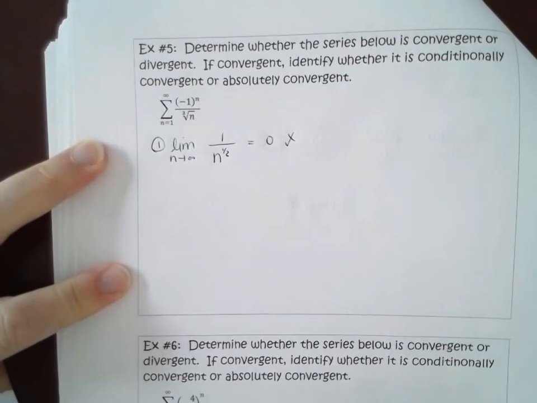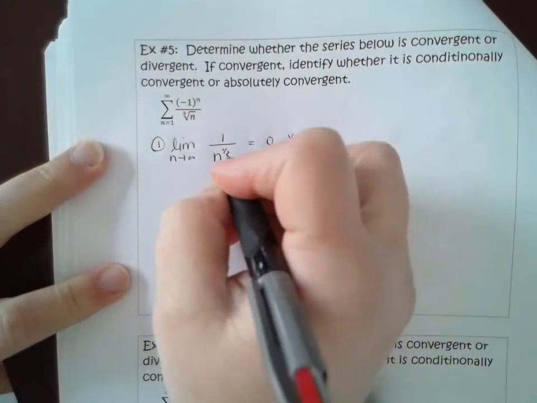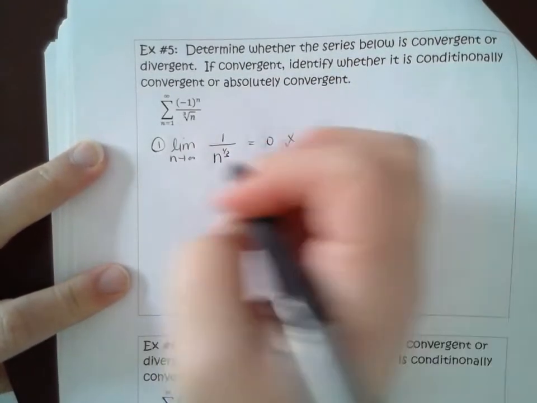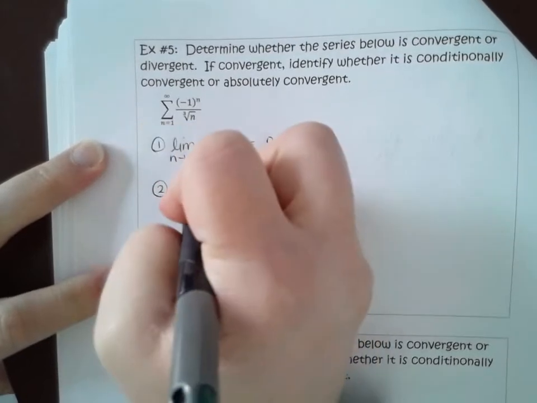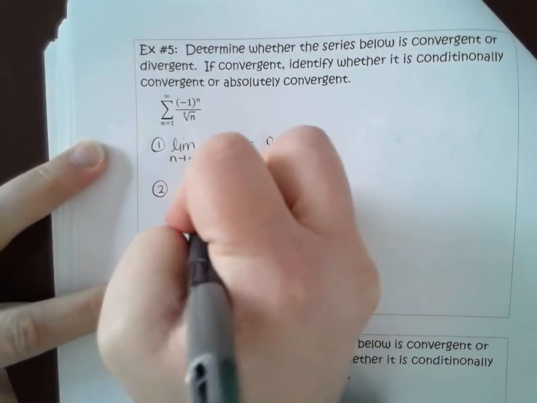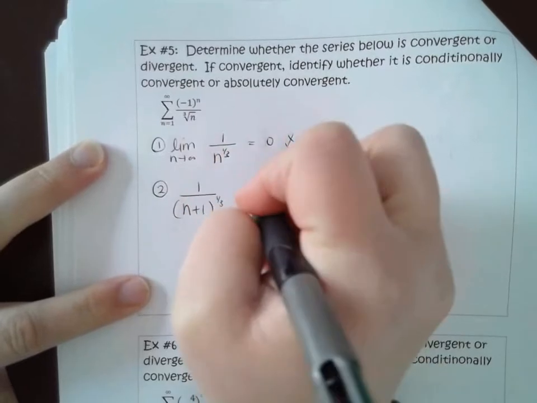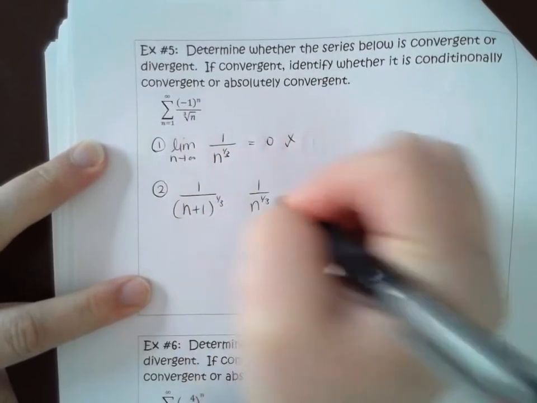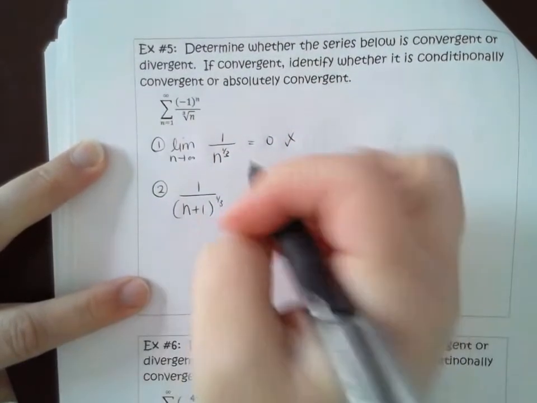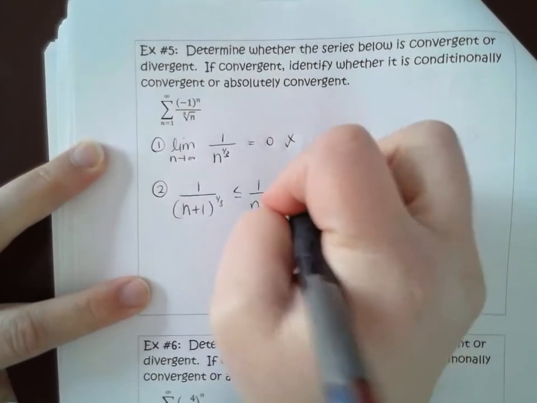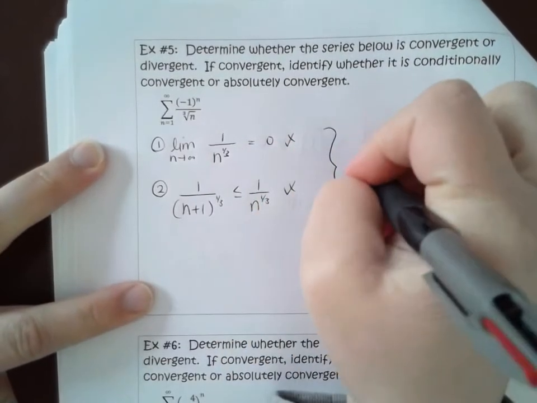Okay, certainly the limit of 1 over n to the 1/3 power, or the cubed root of n, is 0. And if I plug in n plus 1, then a larger denominator means a smaller fraction. Okay, so I know that it is convergent.